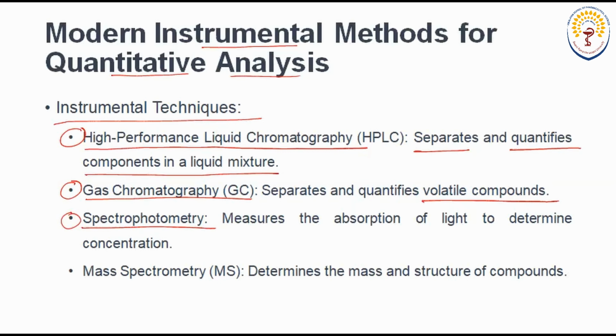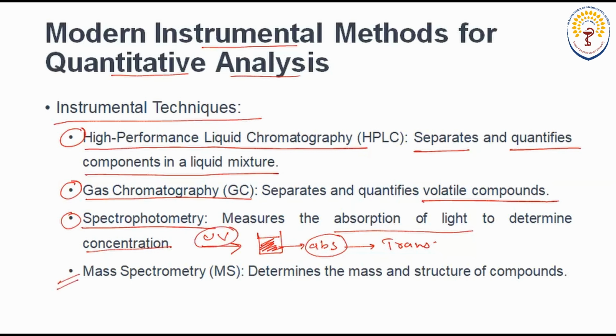It will check the absorption of light to determine the concentration. There will be a sample. You will throw some kind of light, like ultraviolet or visible light, into it. The sample will absorb some of the light and the rest of the light will be transmitted. By that absorption, you will know the amount of the substance present in the sample. As I have already told, the more substance present in the sample, the more UV light will be absorbed.